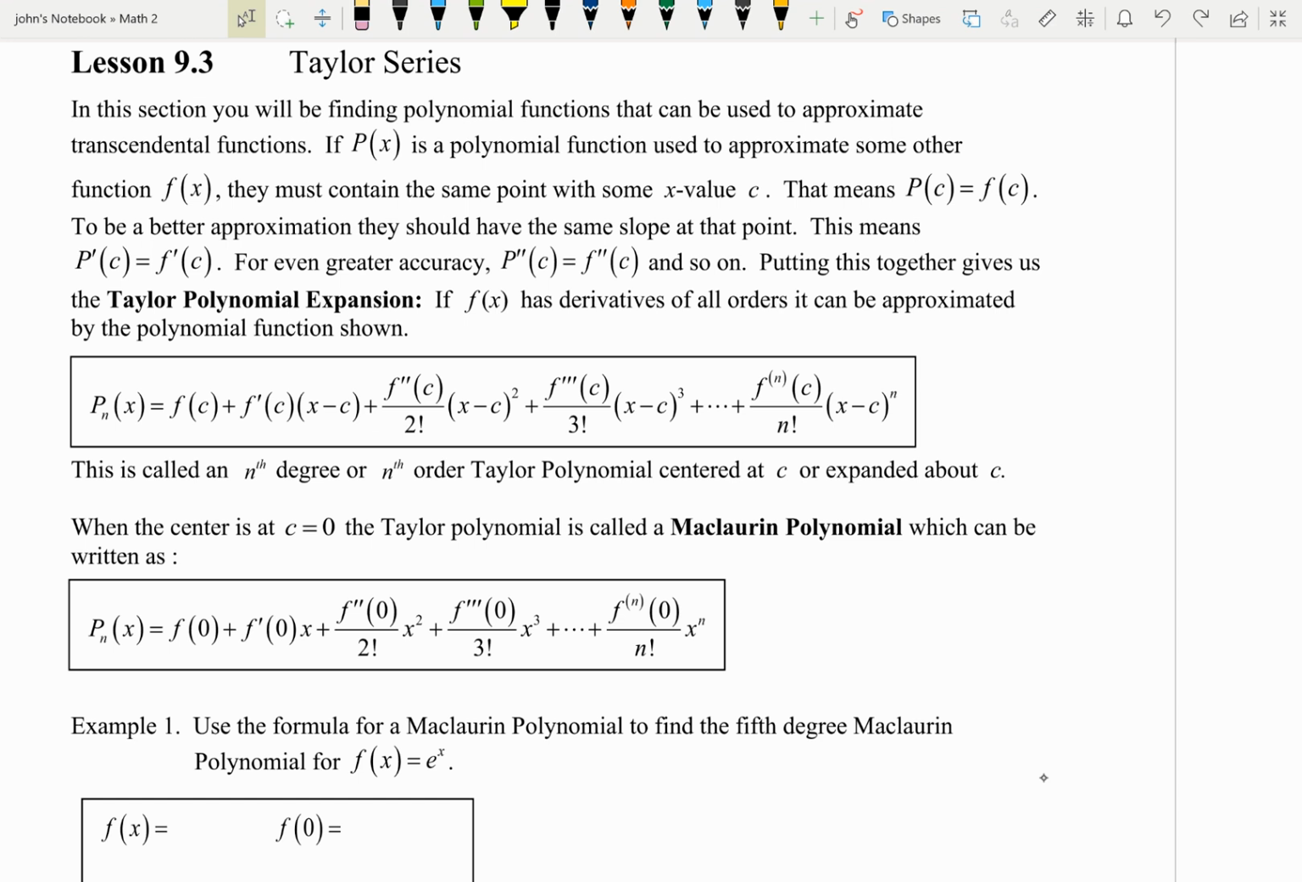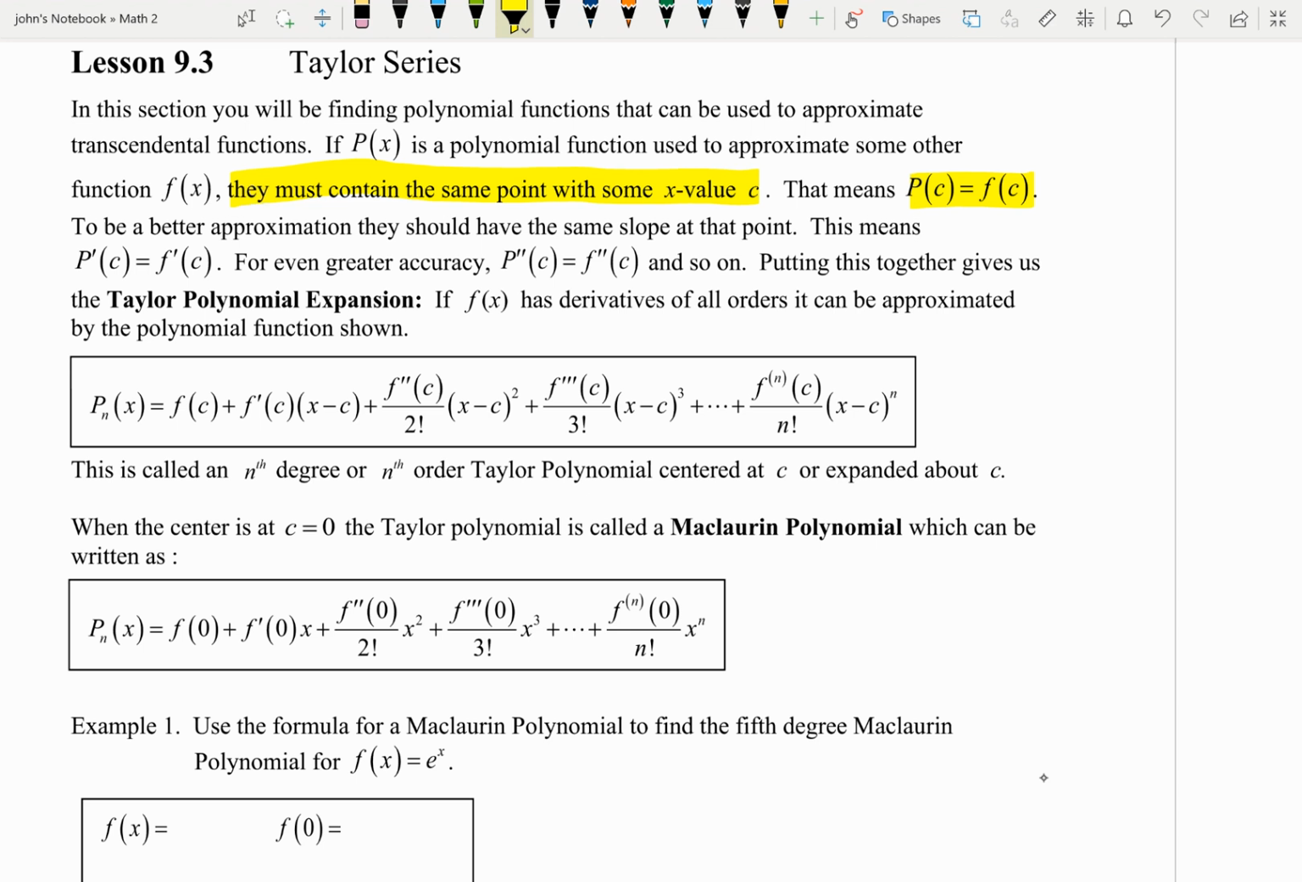All right. So anyway, we're going to look for polynomial functions that you can use to approximate those transcendental functions. It says if p of x is a polynomial function used to approximate some other function f of x, they must contain the same point with the same value c. So right there, that's important. They must contain the same point with the same value c. We'll see that here in just a second. So in other words, at c, when you plug c into the polynomial function, you get the same thing as when you plug c into the actual function you're trying to approximate.